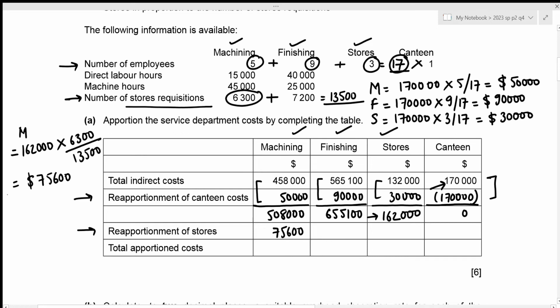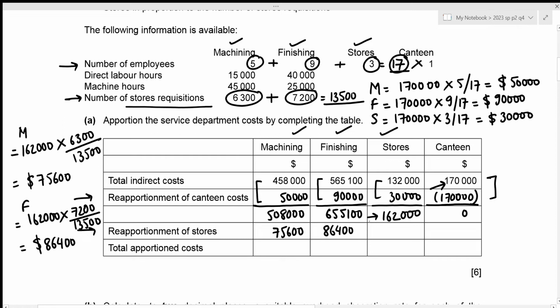Now we repeat the same process for finishing department. We have our total cost of stores to be 162,000. And the proportion for finishing department is 7,200 out of the total of 13,500. So that's times 7,200 divided by 13,500, which results in the reapportionment of stores in our finishing department to have the value of 86,400. Let's write it down.